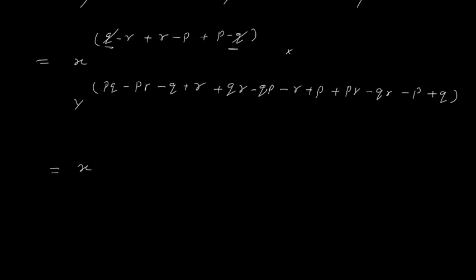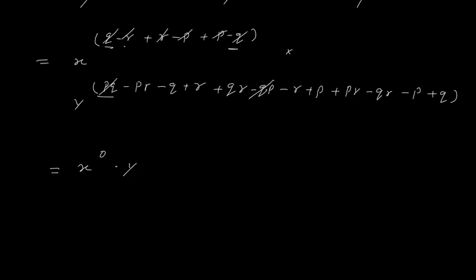This minus r and this plus r will cancel, and this minus p plus p will cancel. So we have x power 0 into y power. Now for y power we can see that this is pq, and we must have minus pq also. So this is minus pq.